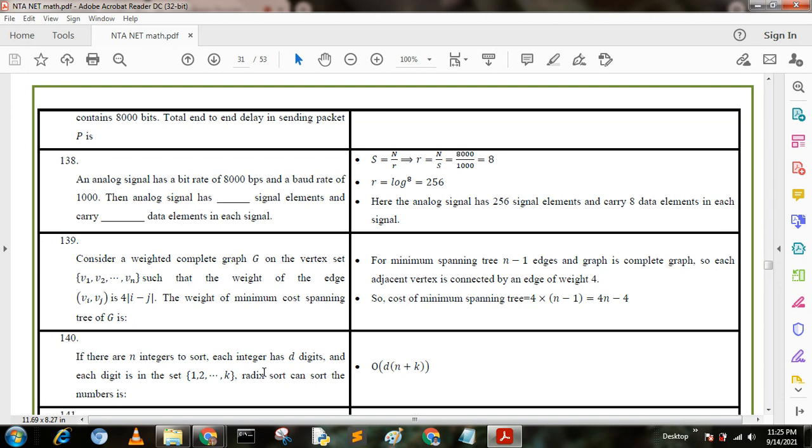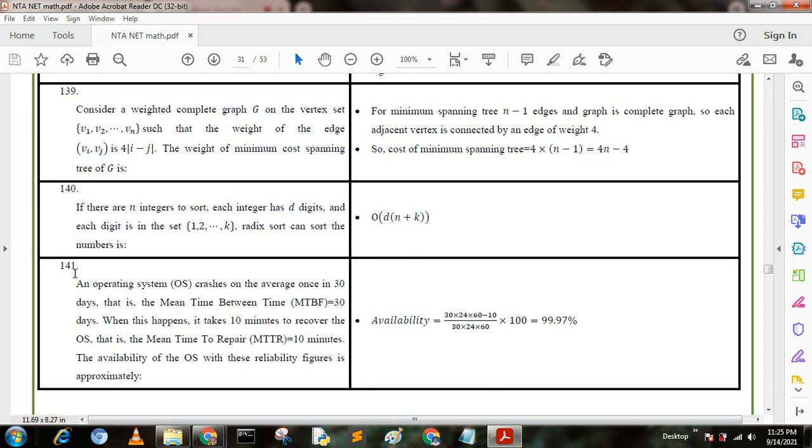Question number 140. If there are n integers to sort, each integer has d digits, and each digit is in the set 1, 2, ..., k, radix sort can sort the numbers in, your answer is, order of d into n plus k.